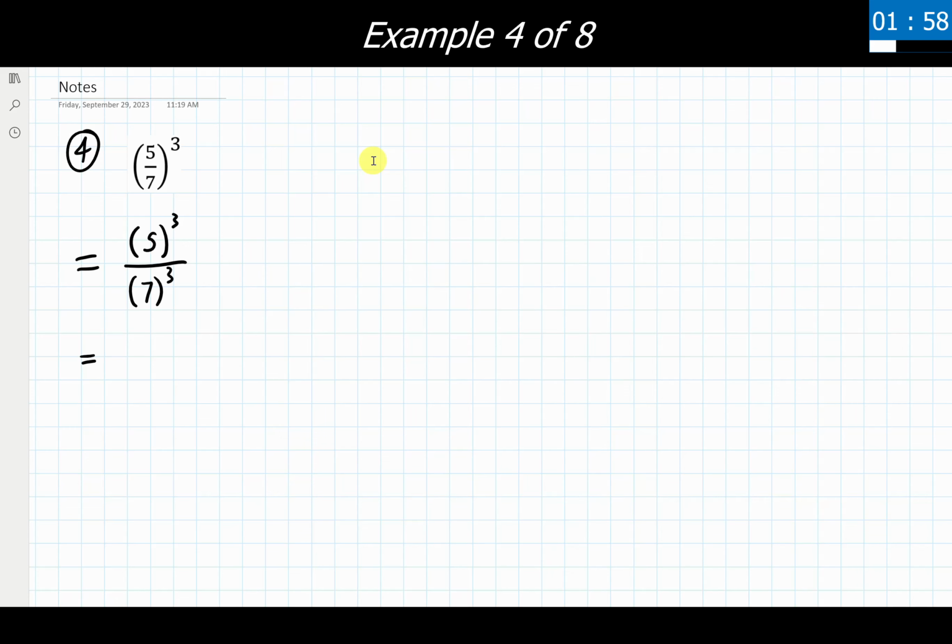We can use our calculator off screen, that's what I'm using, and do 5 to the 3rd, that's going to give me 125, and then 7 to the 3rd, that's going to give me 343. And once again, check to see, can I reduce this fraction down? We always need to check that, and no, it turns out we cannot, so here we have our final answer.